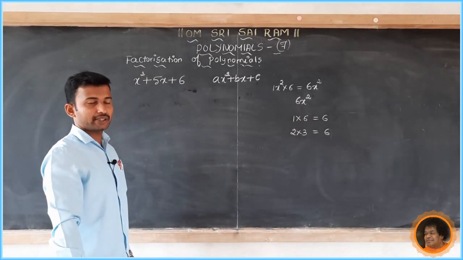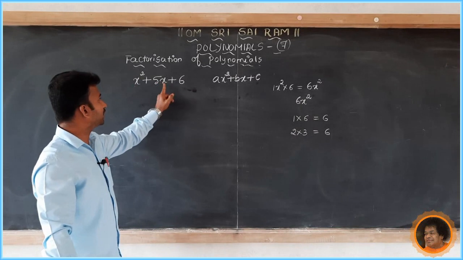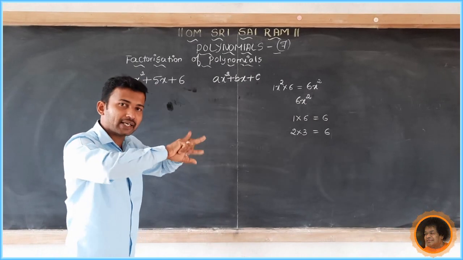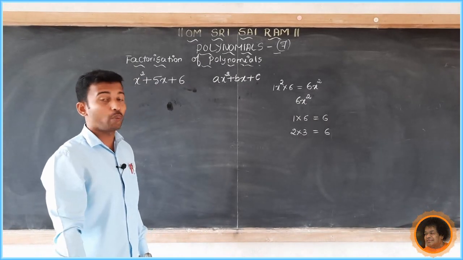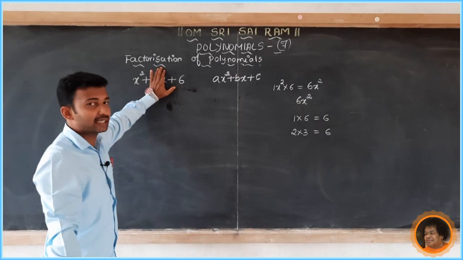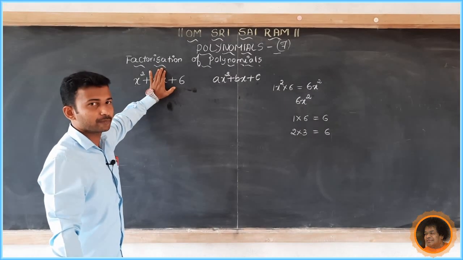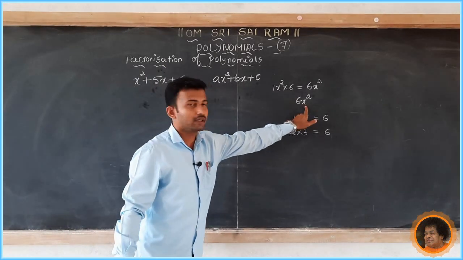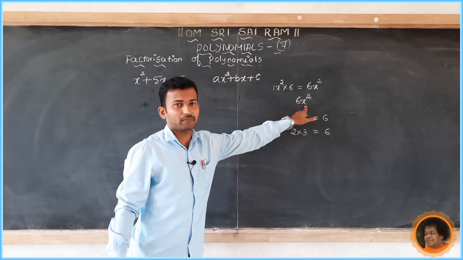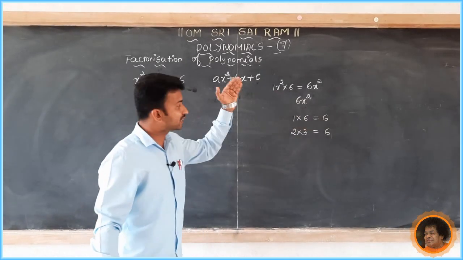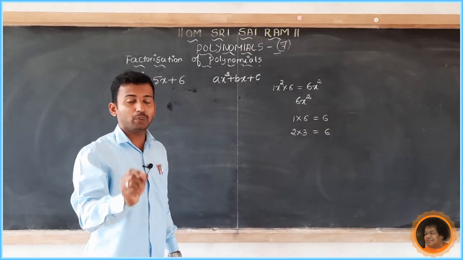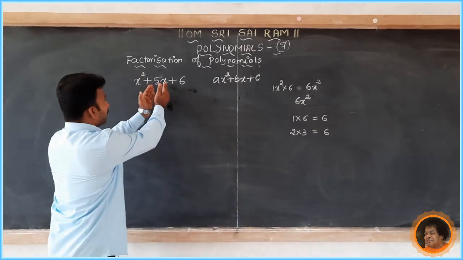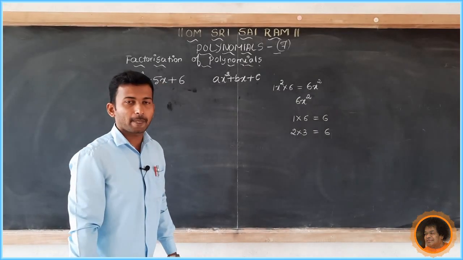Now, observe the question, that is the polynomial x square plus 5x plus 6. The question is about factorizing by splitting the middle term. What is the middle term of this polynomial? That is 5x. We should select the best pair which gives the product 6x square and at the same time the sum 5x. Is it possible? Yes.